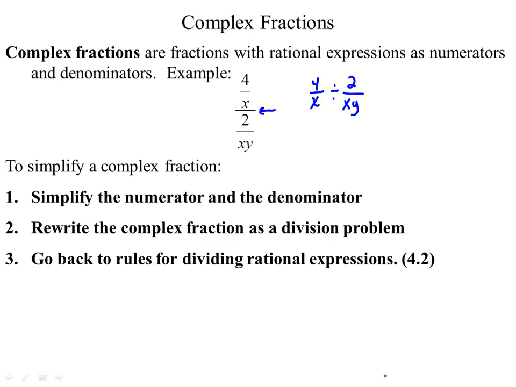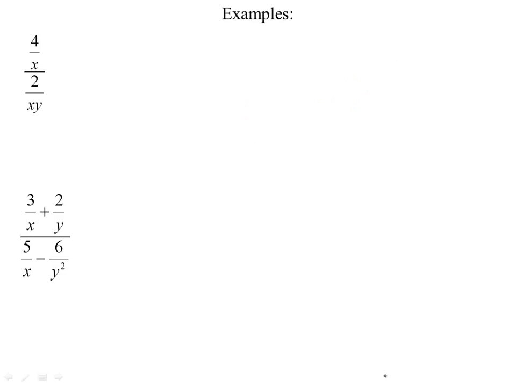So, let's look at that first problem. Again, the easiest thing to do is to write it in something that's familiar to you. Instead of writing it as a complex fraction, write it as a division problem. So you're going to have 4 over x divided by 2 over xy. And then remember, instead of dividing, you have to keep, change, flip. Keep, change, flip. So we're going to keep the first one as is. Change division to what? Multiplication. And then flip that second fraction.